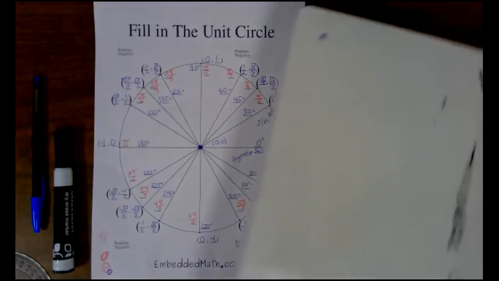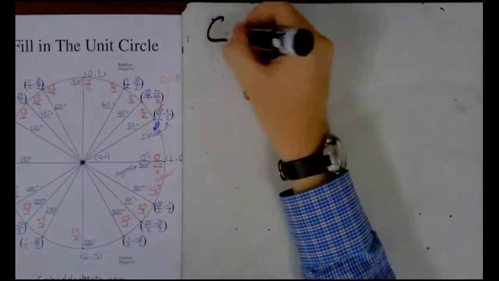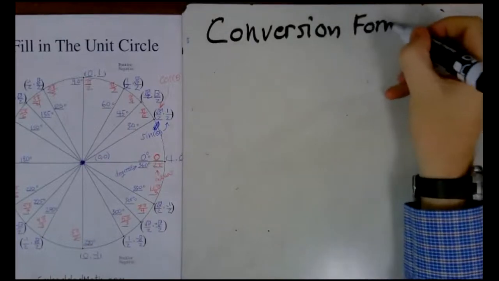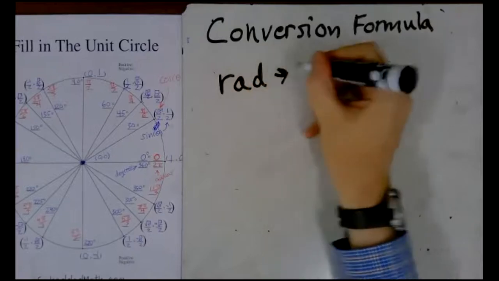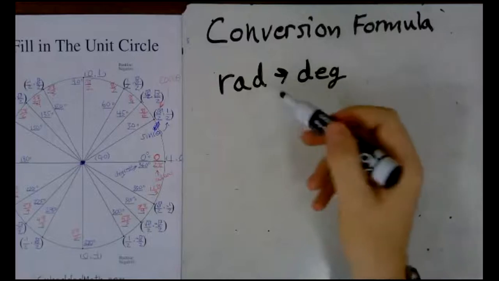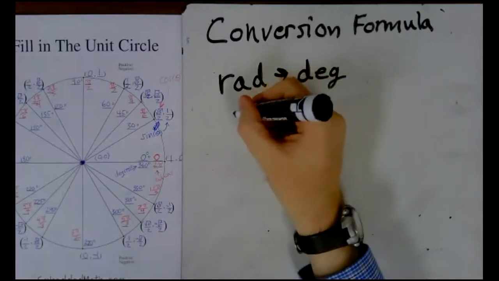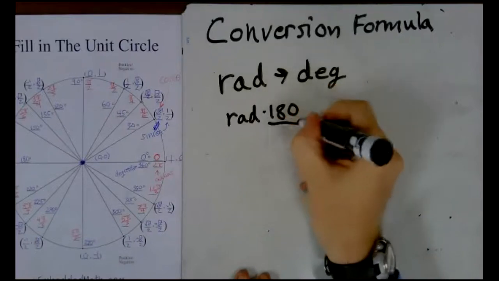Now, a few things to talk about before we move on to talking about arctangent. Since these are both units representing the same thing, we can have a conversion formula if I want to convert radians to degrees, or vice versa. So first, the radian to degree formula. This is if I have a problem that's given to me in radians and I want to work in degrees. To convert from radians to degrees, you take the radian measure, multiply by 180 and divide by pi.